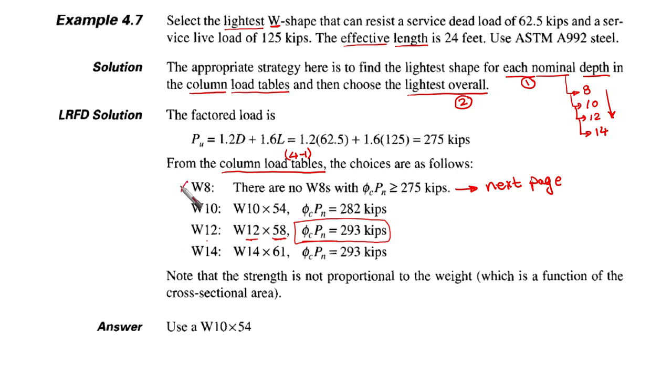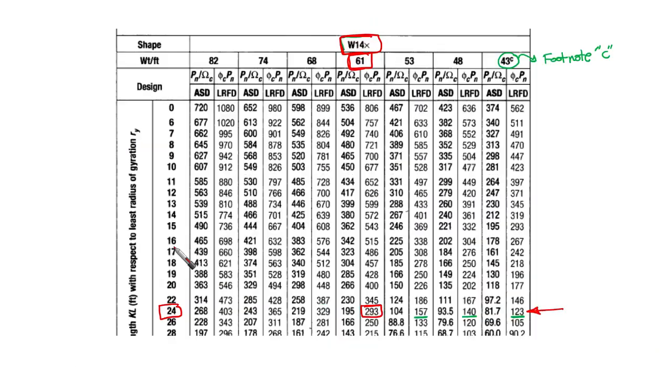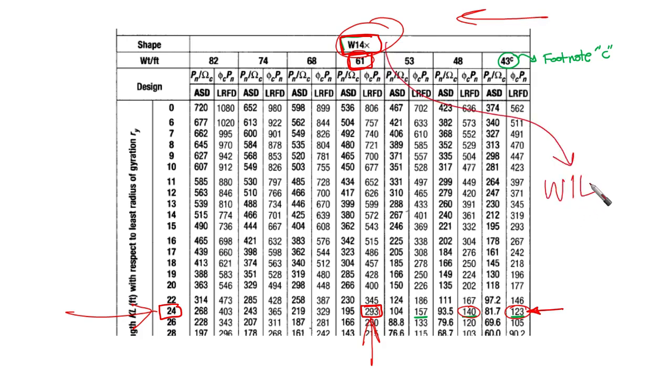Then we said this is not working, this is working, this is working now, and let's check W14, which is the last one. For W14, for KL equal to 24, starting from right to left, for different sections for LRFD, 123, 140, and so on, until we reach this value, 293 at 61. This means that our section is going to be wide flange 14 by 61, and it is going to provide LRFD design strength, or available strength, for the compression member of 293.